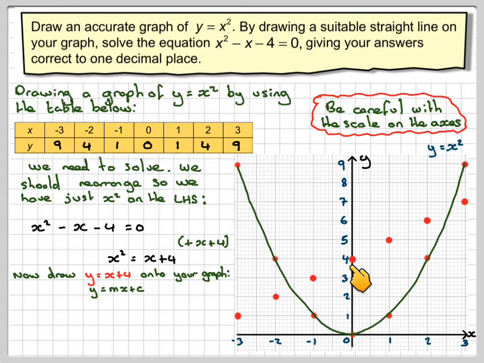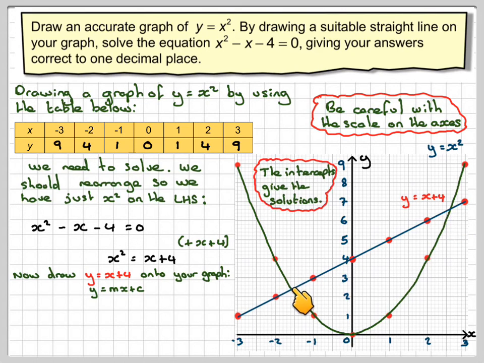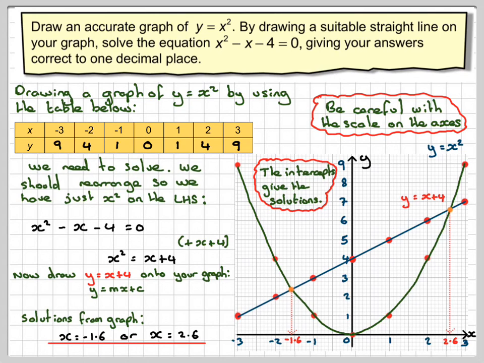Take our ruler and draw as accurately as possible the straight line graph and label it y is equal to x plus 4. Now where these two graphs meet, which is here and here, I need to read off the x values. You need to show this on your graph, how you got the answer. Putting a point and reading down here, I get minus 1.6, and again at this point here, putting down, I get another point here, 2.6.